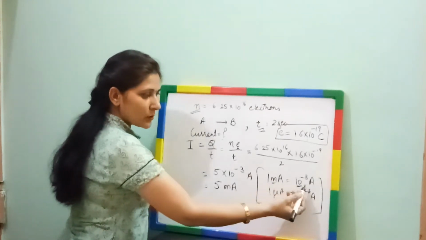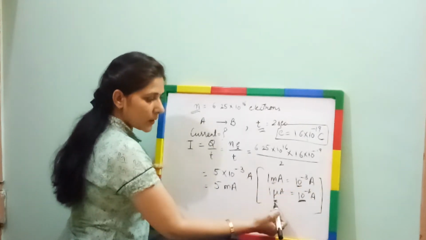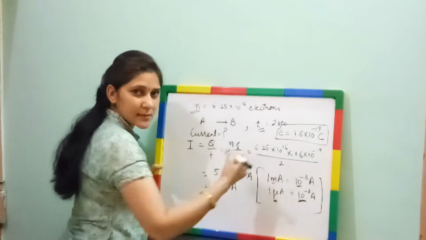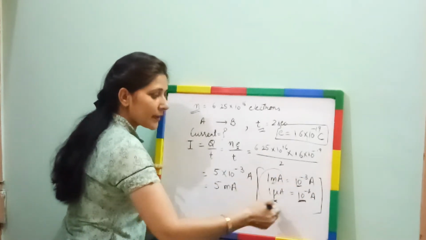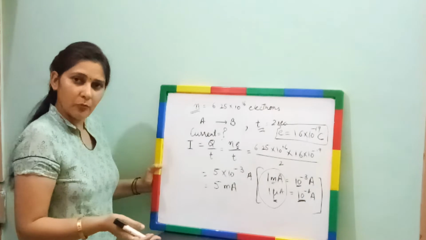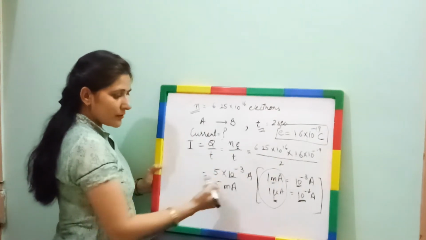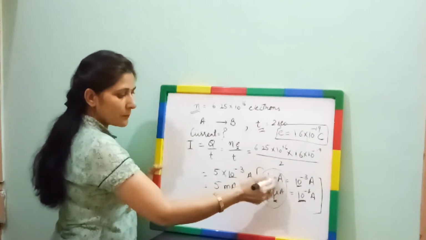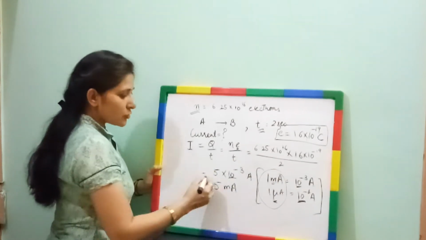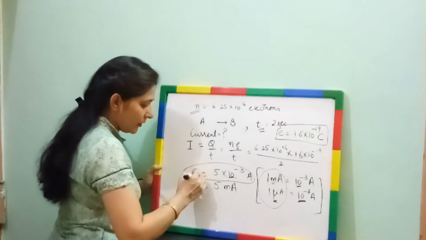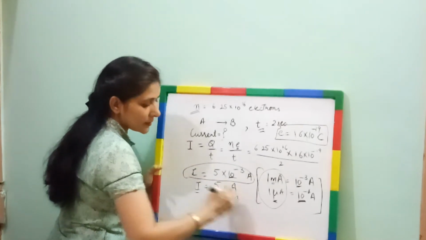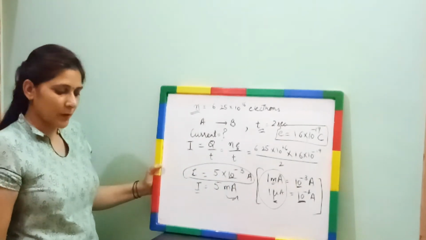1 milliampere is equal to 10 raised to the power minus 3 ampere. 1 microampere is equal to 10 raised to the power minus 6 ampere. These are the smaller units of current. These may be used in your numerical, so you can remember these. So in this one, instead of 10 raised to the power minus 3, we have written milli. So 5 milliampere. You can write the answer in this way, or in this way. Both will be correct.